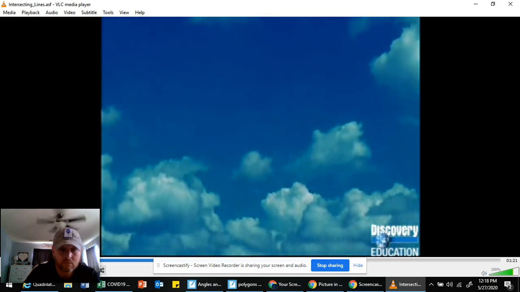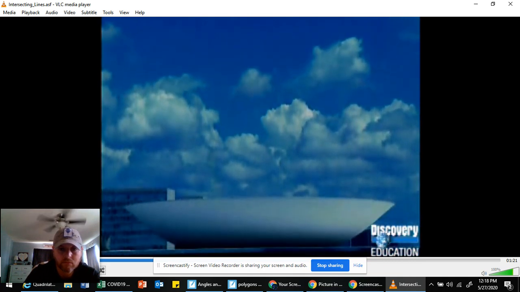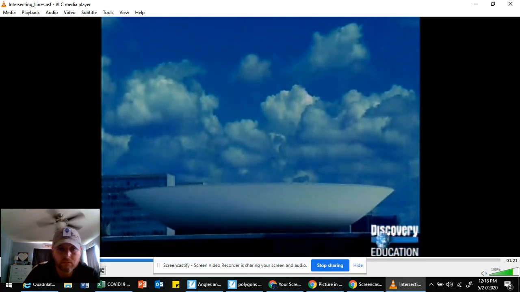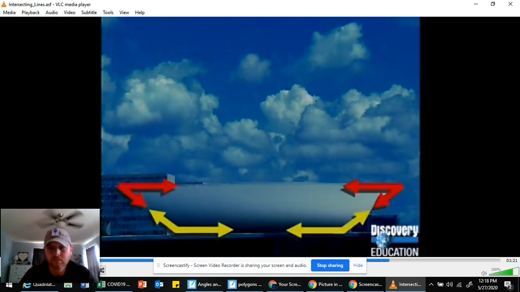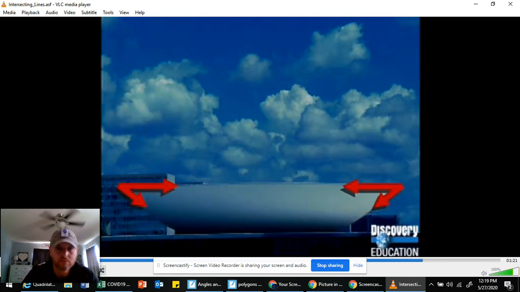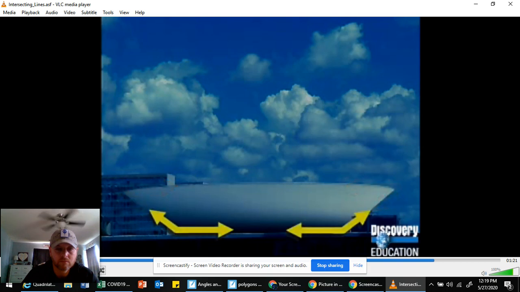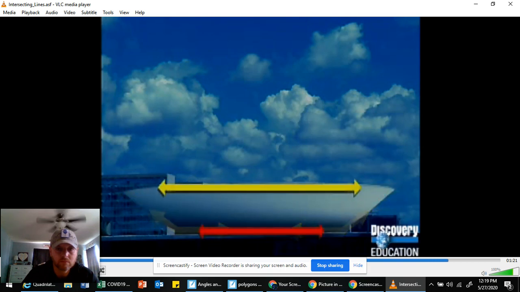There are three types of angles: acute, obtuse, and right angles. The top section of this building is in the shape of a trapezoid. It has four angles inside the shape, where edges of the building come together. Two of these angles are acute, and two of them are obtuse. These sides of the trapezoid are parallel, so if extended endlessly, they would not intersect, but here, they stop.